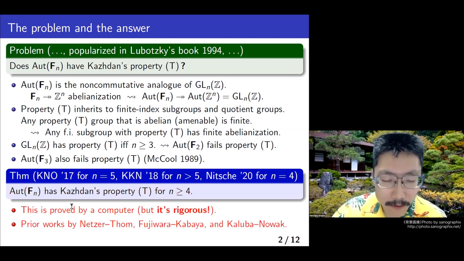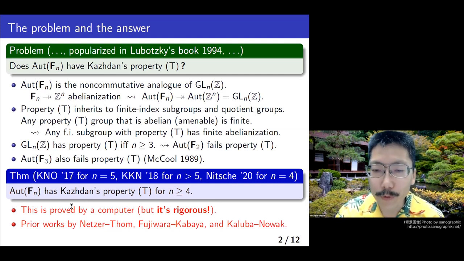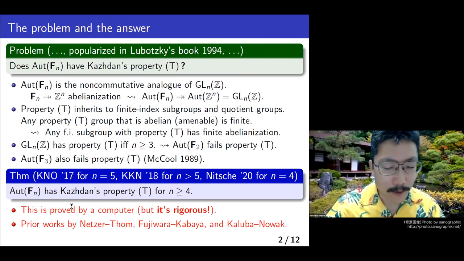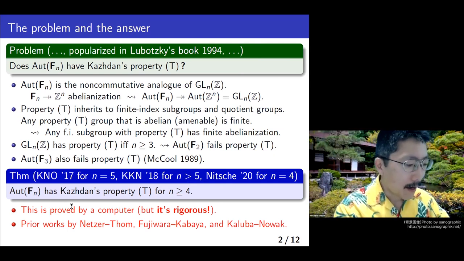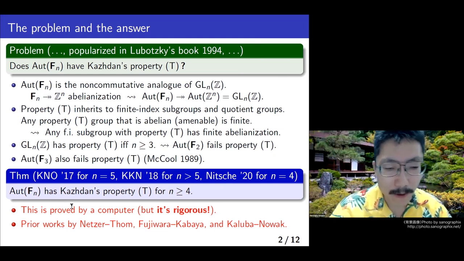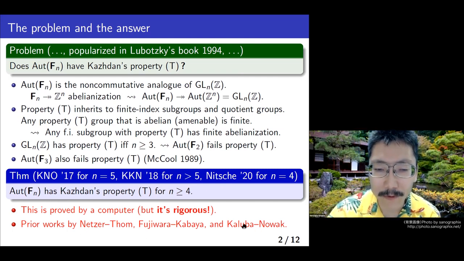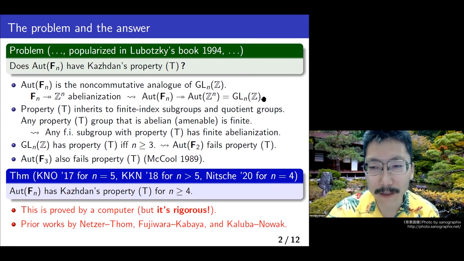So as I told you, this is proved by computer, although this property is about infinite groups and is an analytic property. And there were prior works by Netzer and Thom, Fujiwara and Kabaya, and Kaluba and Nowak, who used computers to prove property T for groups like GL_n(Z), which we already know by human proof has property T.